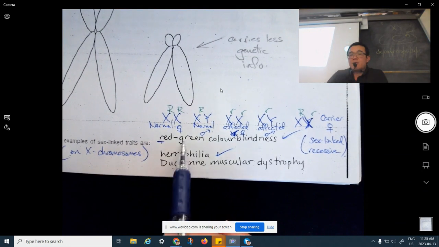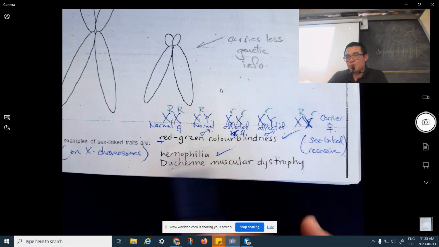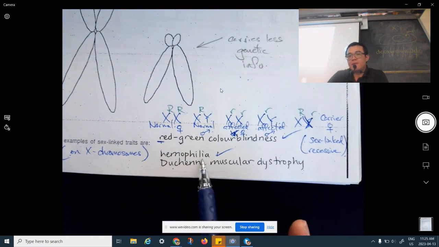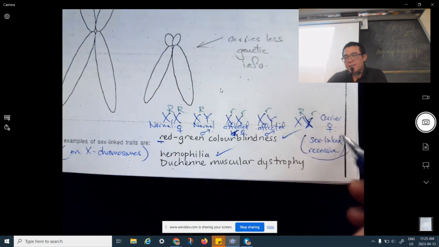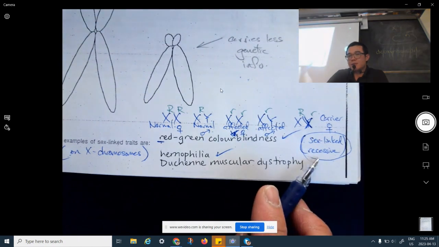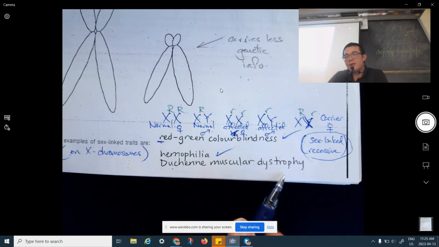Now, these are the three sex-linked traits here. We're going to be focusing on these two: red-green color blindness and hemophilia. Both of these are sex-linked recessive traits, okay? Wait, so what about the last one? The last one, just know that it is there, okay? But would it be recessive? It would also be recessive, yeah. It should.